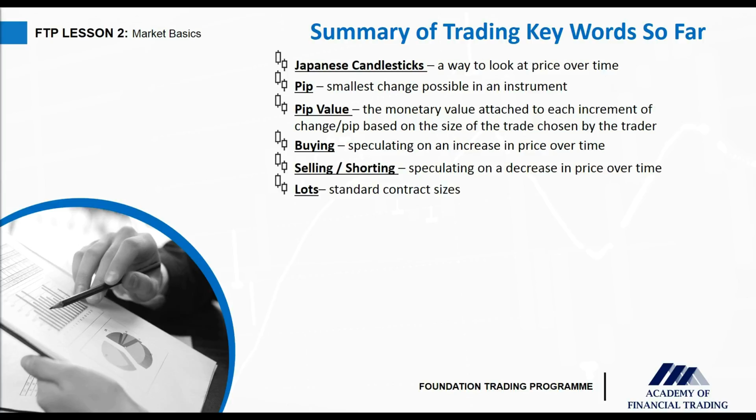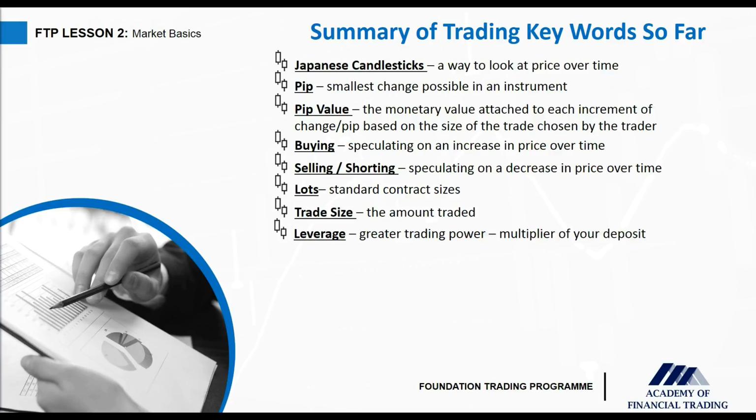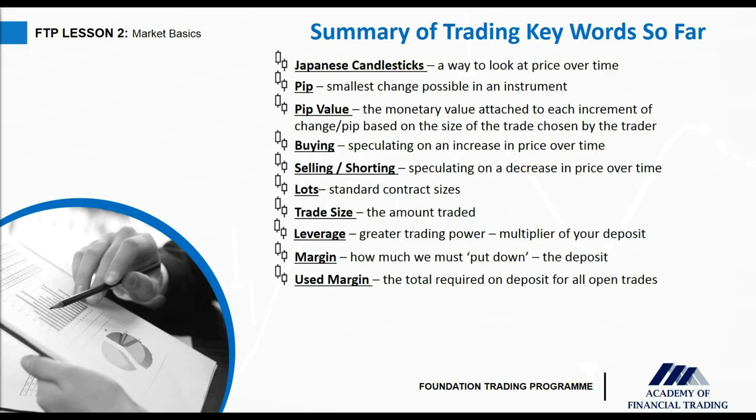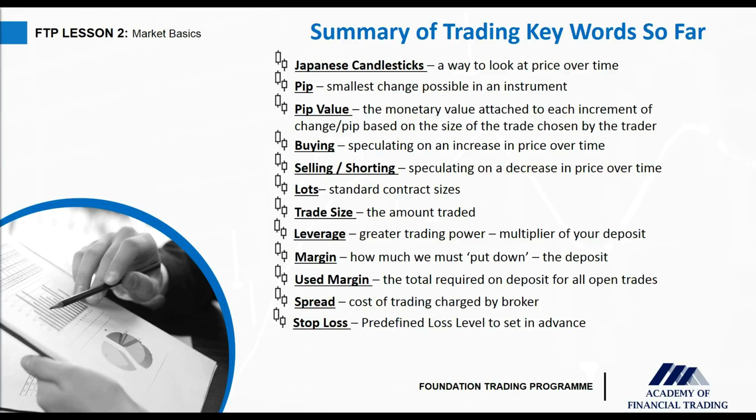Lots is a standard contract size, an amount of whatever we're trading. The trade size is just that, the amount traded. Leverage is where they increase your trading power by a certain amount, a multiplier of your deposit. So if your leverage is 1 to 50, then you're getting 50 times the value for your trade for your deposit. Margin is how much you have to put down, your deposit, the minimum to go into your account. Used margin is the total required on deposit for all open trades. So margin is your money and used margin is your money being used. Spread is the cost of trading charged by a broker, usually by a certain amount of pips. And then stop loss is our ejector seat for losses, and limit order is our ejector seat for wins.